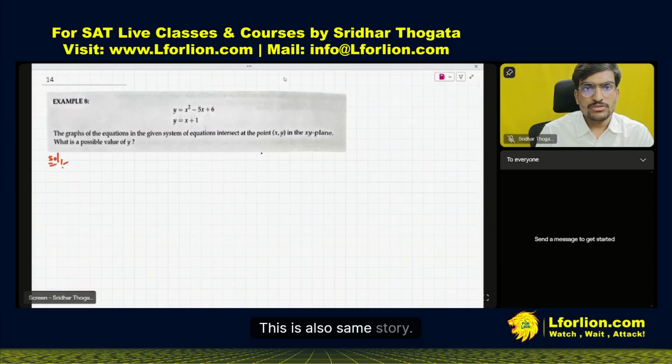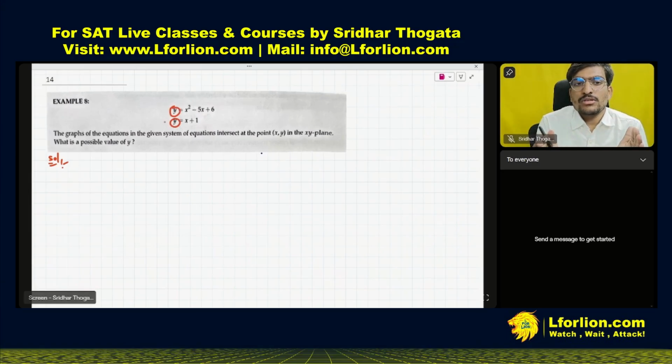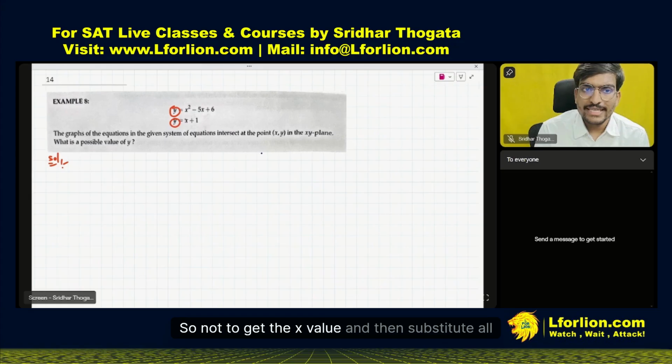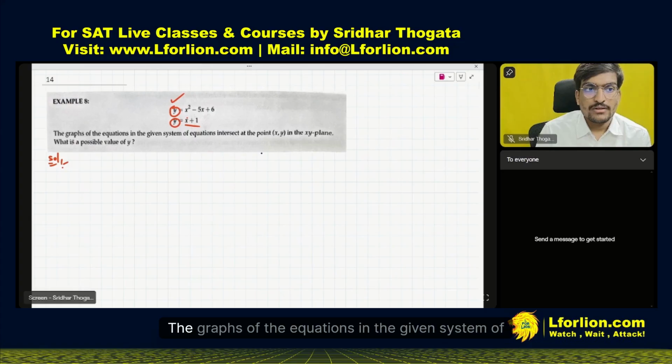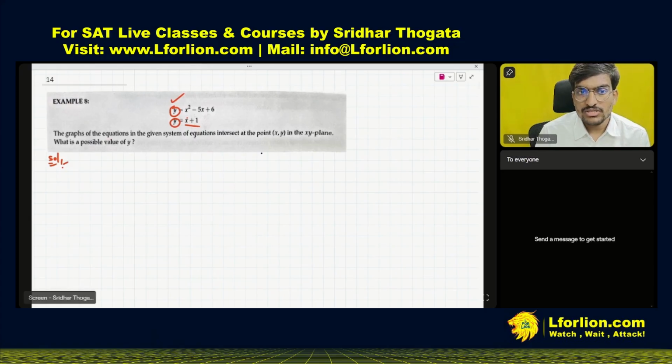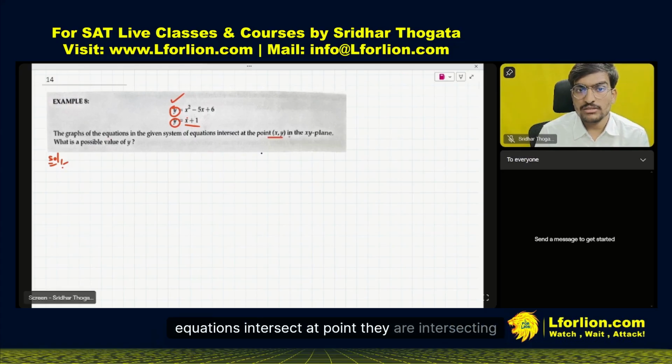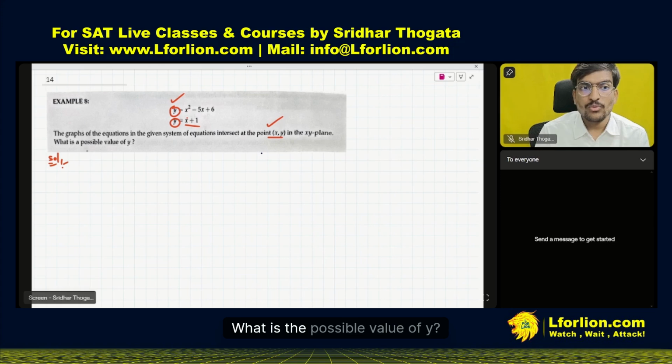Coming to example number 8. This is also the same story. You can see two equations given with y values. So, not to get the x value and then substitute and all that, directly substitute this y value here. The graphs of the equations in the given system of equations intersect at a point. If they are intersecting at one point, what is the possible value of y?